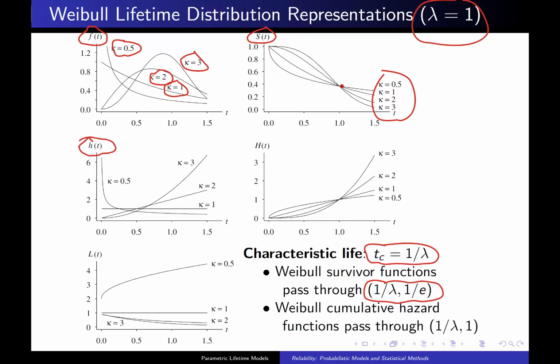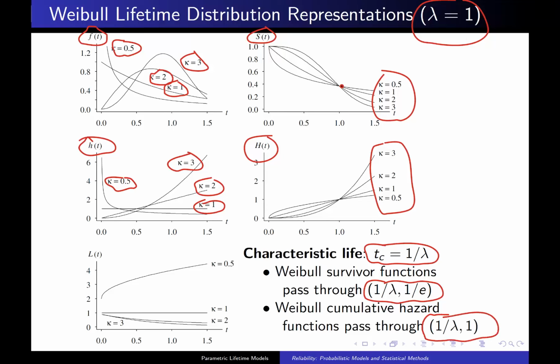Now to the hazard function. Notice for kappa equals 1, you have a constant hazard function. You are in the DFR case when kappa equals 0.5, and you're in the IFR case for kappa equals 2 and kappa equals 3. The choice between those various values of kappa will be indicated by how quickly this particular item is wearing out. Then you go to the cumulative hazard function. You can see the same values of kappa here. Notice that all Weibull cumulative hazard functions are going to pass through the point (1 over lambda, 1), and that is this point right here.